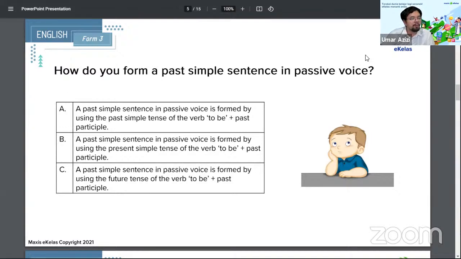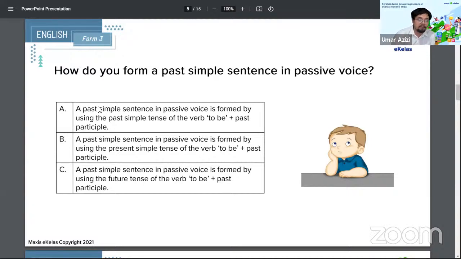How do you form a past simple sentence in passive voice? There are 3 answers that will ask you to choose from. A, past simple sentence in passive voice is formed by using the past simple tense of the verb to be plus past participle.